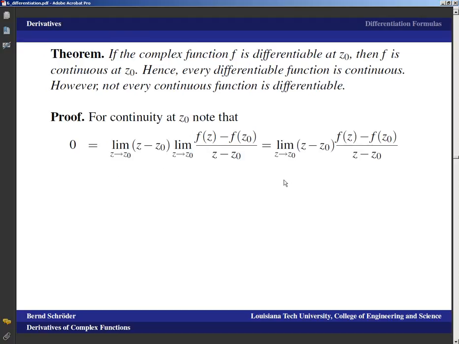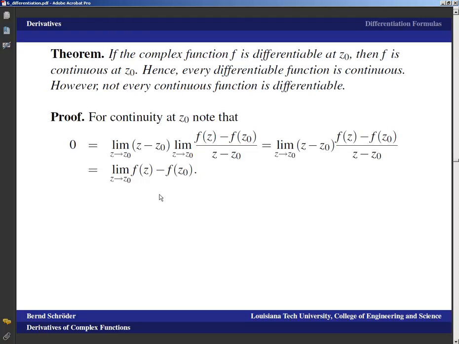But the product of two limits is the limit of the product. And z minus z0 cancels now, so this is the limit as z goes to z0 of f of z minus f of z0. Well, and that means that the limit as z goes to z0 of f of z is equal to f of z0, because now the limit of f of z0 is just f of z0, and we can bring that over.